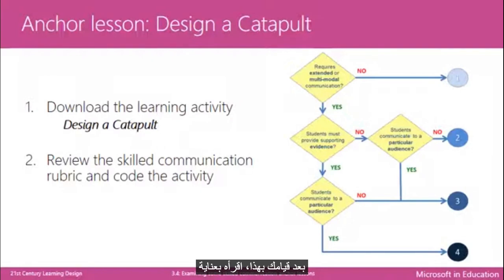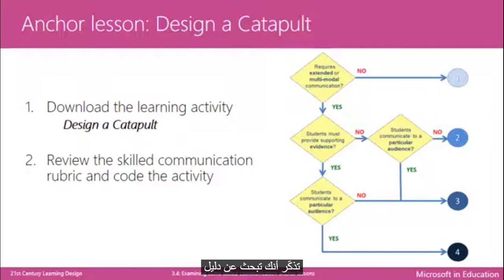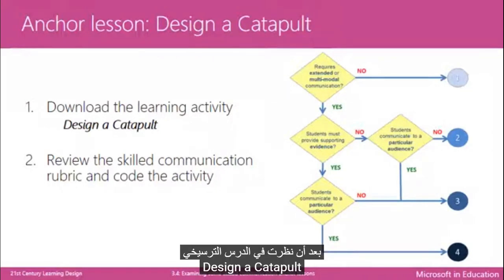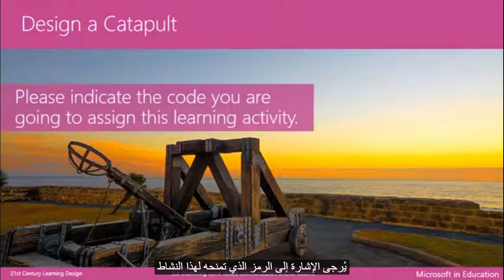When you have done this, carefully read it. Then make a decision about the level of skilled communication that you find in this learning activity. In deciding how to code it, you need to be able to point to the evidence you find in order to justify this code. Again, remember you are looking for evidence to support the code you are giving this learning activity, not making a judgment or grading the learning activity against what you think should have been done. Having examined the Design a Catapult anchor lesson, please indicate the code you are going to assign this learning activity based on the evidence you found.